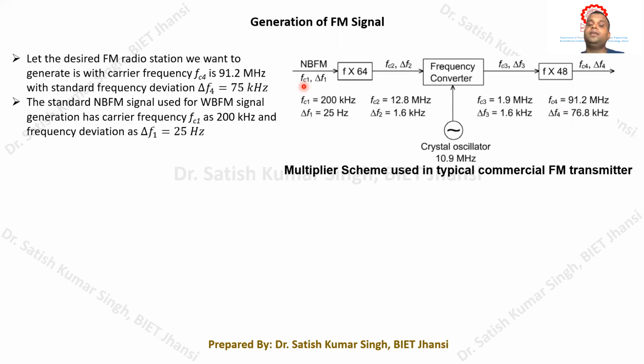Okay, so basically because of the stability of the commercially available crystal oscillators, which will produce 200 kilohertz frequency with greater stability, we generally use the NBFM signal at 200 kilohertz first. So this is the reason why we are choosing FC1 equal to 200 kilohertz.